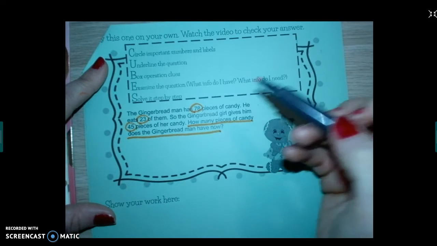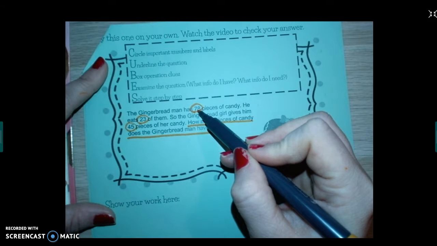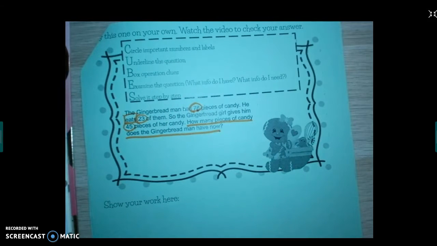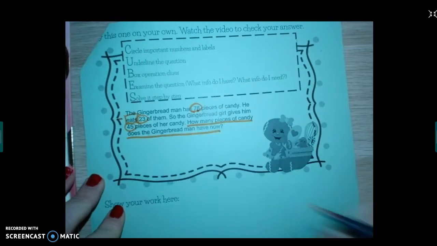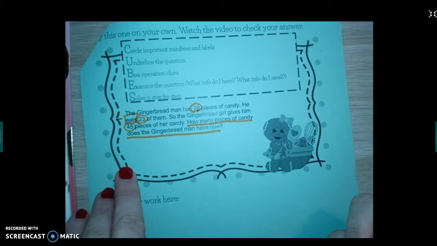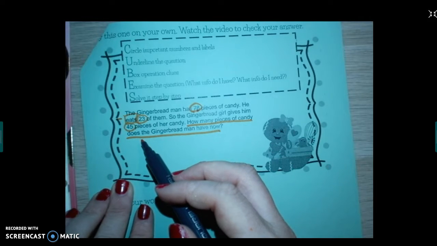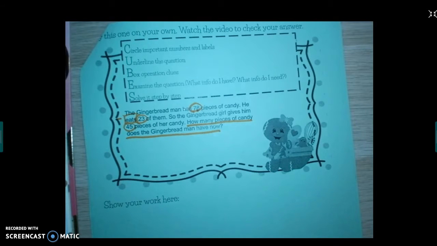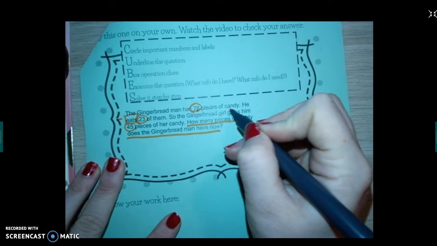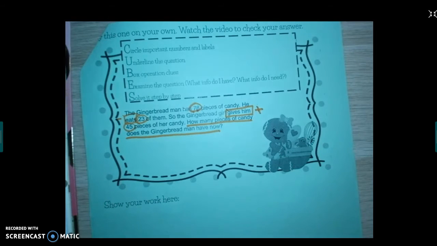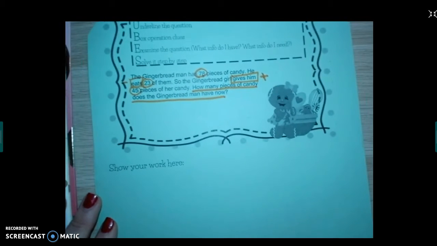Box the operation clues. We know that he has 78 pieces of candy and he eats 23 of them. So that's kind of a weird clue, but if he eats them, then we're going to subtract because they are gone now. Okay, so that eats is actually a clue for subtract. So the gingerbread girl gives him 45 pieces of her candy. Now this isn't a normal clue, but we know that if she gives him something, we're probably going to add that to his total number of candy. So we know that we're going to subtract and then we're going to add. Okay. What info do I have? What info do I need?